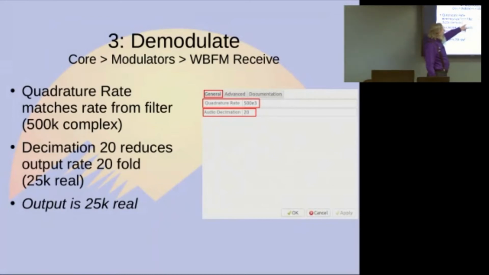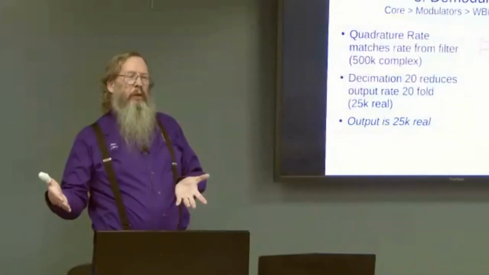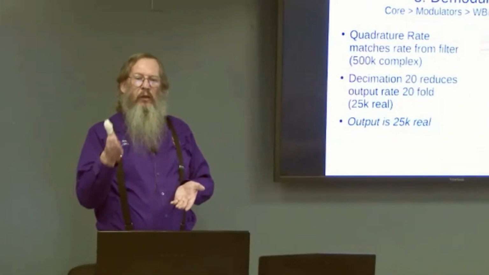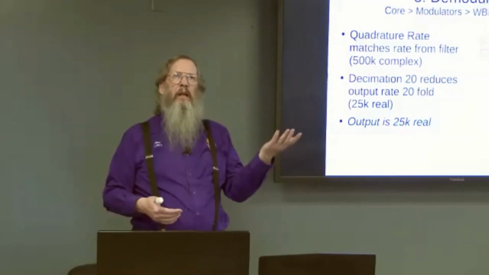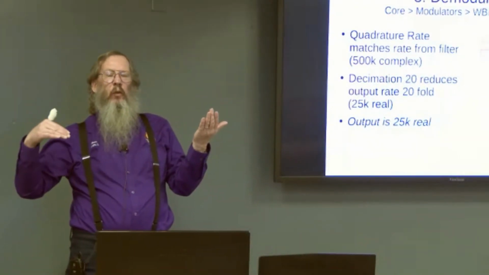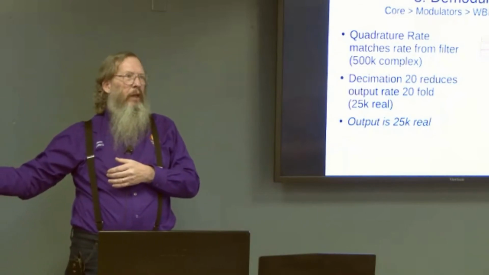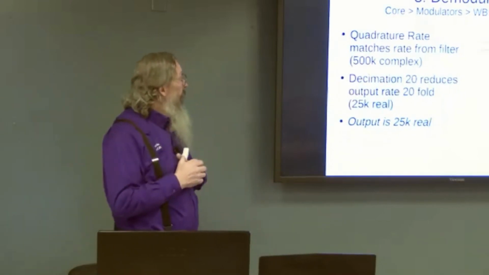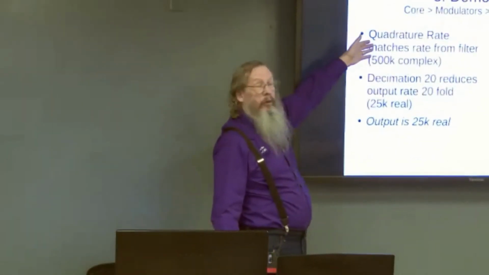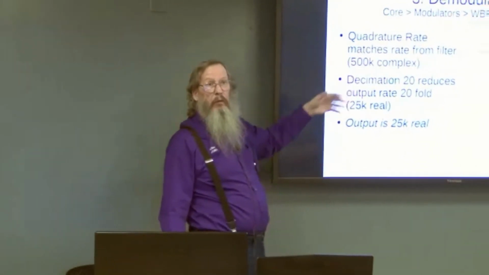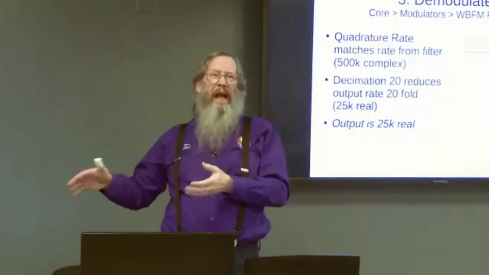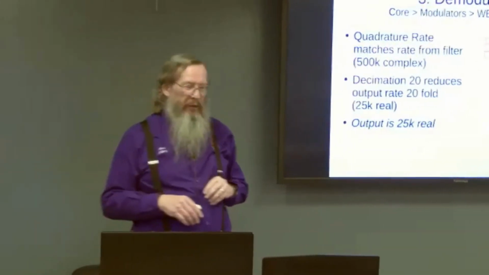So you put in the input rate, and it calls that the quadrature rate. That again needs to match the output from the last filter. And then we want to set what speed the output is at, and you set that by setting the audio decimation. Since we're coming in at 500, if I decimate by 20, then the output rate is 25,000. The big difference here is that you're getting IQ data in, but you're getting real data out. So you're now back in more the analog world.